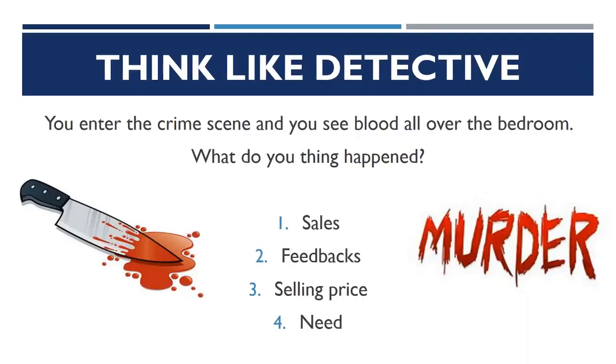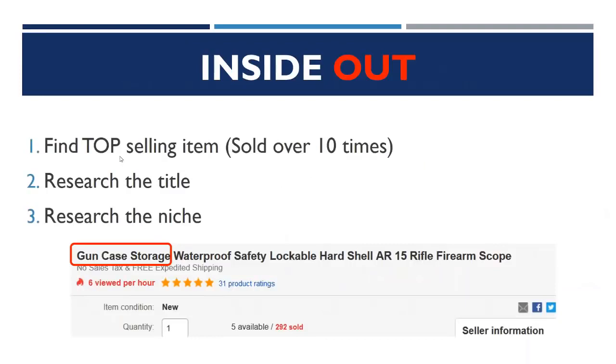After we understand that, we need to think like a detective. I'll give you an example for the inside-out. We found a seller. We scanned the seller. We saw that this seller sold one item over 292 times. Now, top selling items can be a product that sold over 10 times. But if we see a product that sold 292 times, we already say, wait a minute, if this item sold 292 times, this is a lot for eBay, for a product that sold so much.